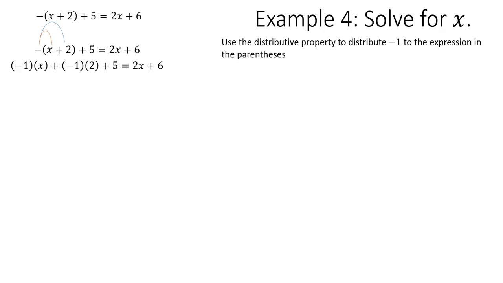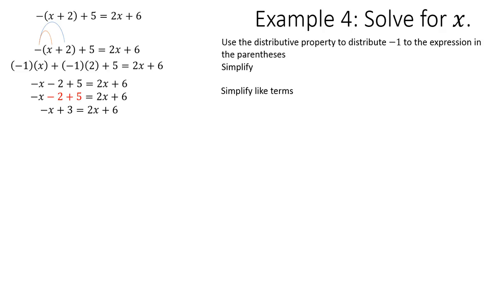So negative 1 times x plus negative 1 times 2, and then I brought down the 5, the 2x, and the 6. And from there you're going to simplify. Negative 1 times x, which is negative x, and then negative 1 times 2, which is negative 2, plus 5 equals 2x plus 6. And then from there I'm going to simplify like terms. And in this case, the negative 2 and the 5 are my like terms. And they're already next to each other, so I don't have to move them around.